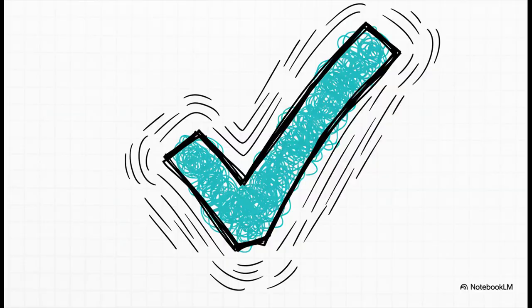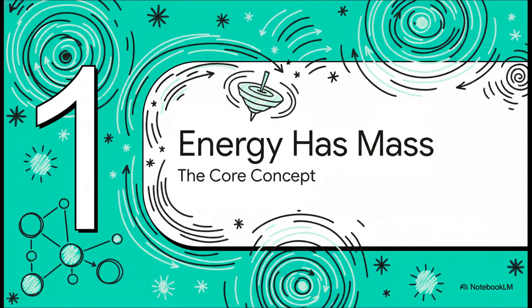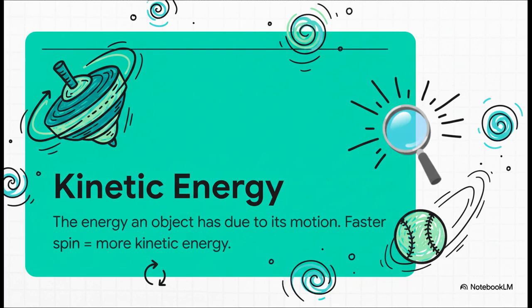Let's unpack this. Okay, to really get how motion can add mass, we've got to connect two really big ideas from physics. These are basically the foundation for this whole thing. First up, kinetic energy. You've probably heard of this one. It's just the energy an object has because it's moving. Simple. The faster you spin something, the more kinetic energy it has. That's piece number one of our puzzle.